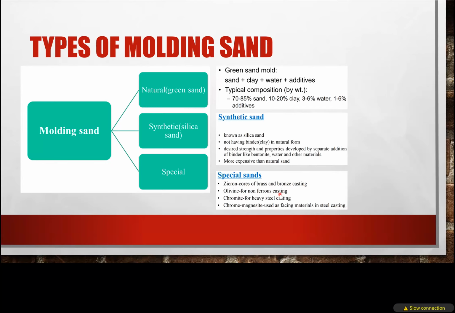If we have non-ferrous metal, then we will use olivine. Then chromite for heavy steel castings. Then chrome or magnesite used for facing metal in the steel. These are generally the molding sand categories, or the types of molding sands. So we'll move to the next slide.